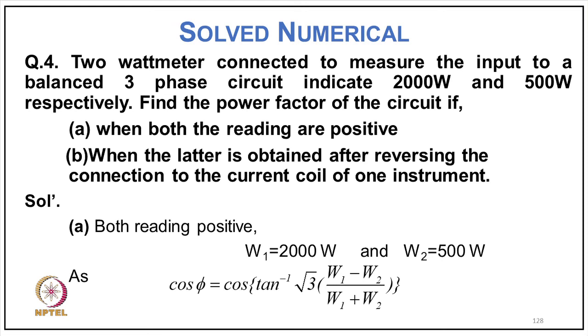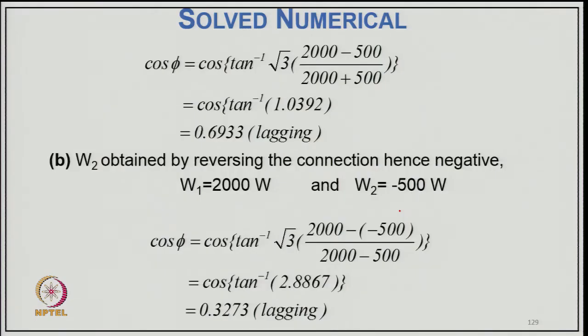So phi equals tan inverse of root 3 times (W1 minus W2) divided by (W1 plus W2), and cos phi will be cos of tan inverse of root 3 times (2000 minus 500) divided by (2000 plus 500), or cos tan inverse 1.0392, or 0.6933 lagging.